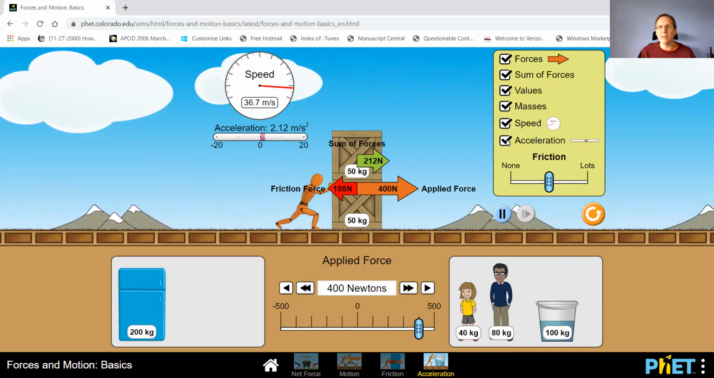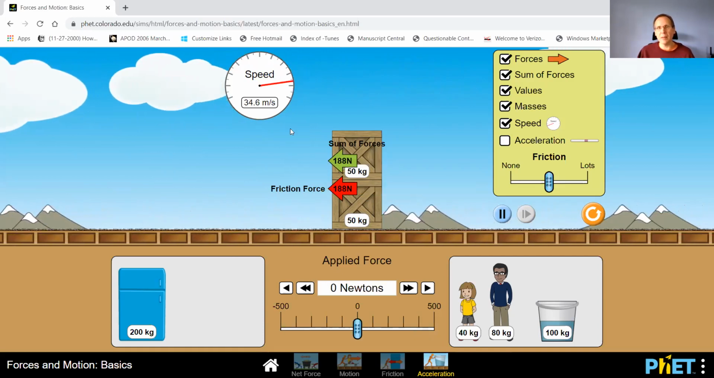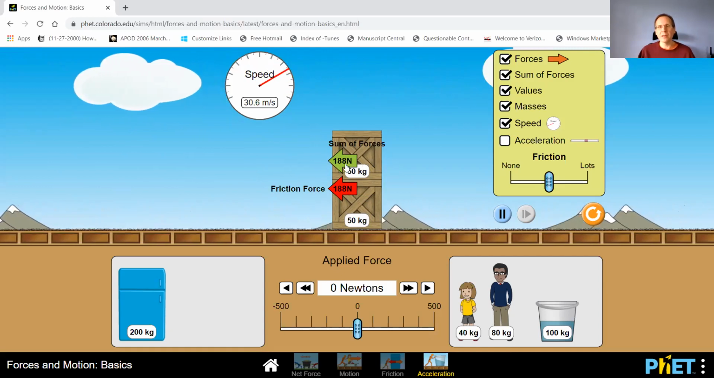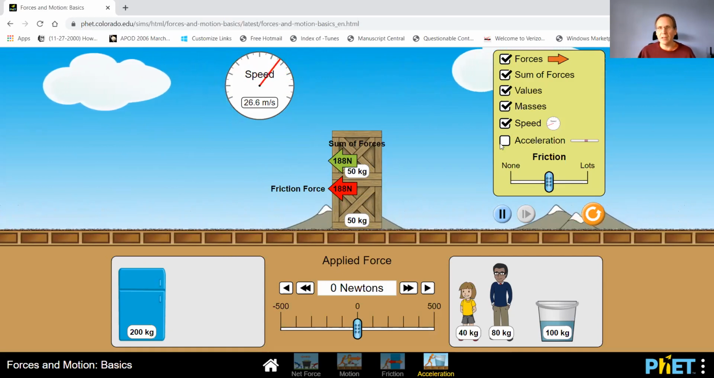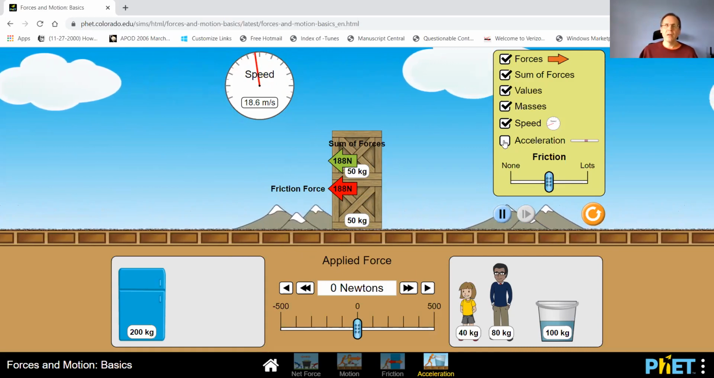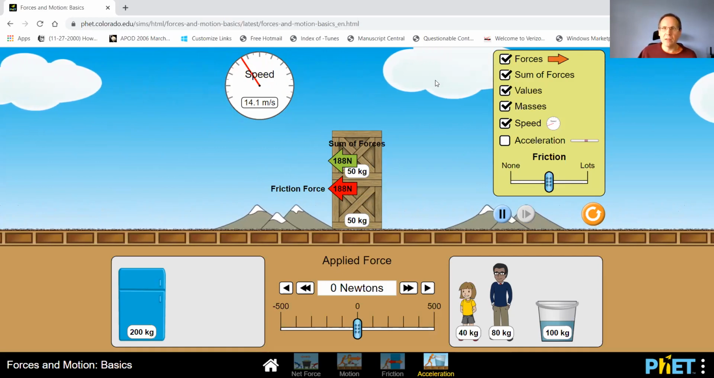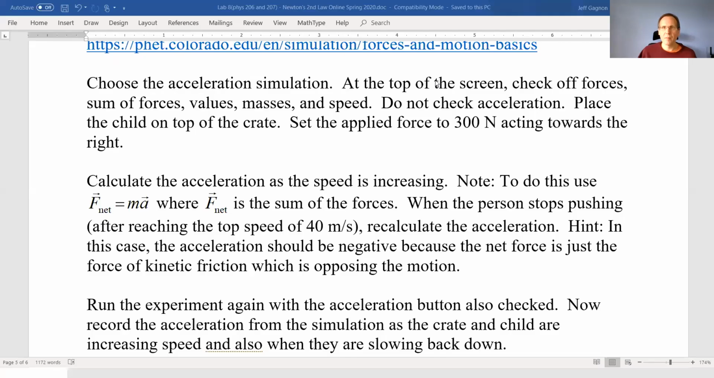And then same thing, once the person stops pushing, once they reach 40 meters per second, they stop pushing. Now there's just a frictional force, so calculate that acceleration, it'll be negative, and then you can check it to double check what you got. Great, so let me go back to the handout and we can finish.